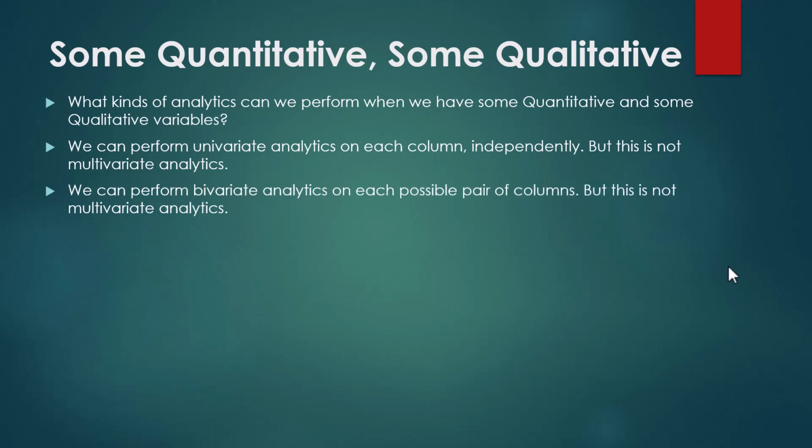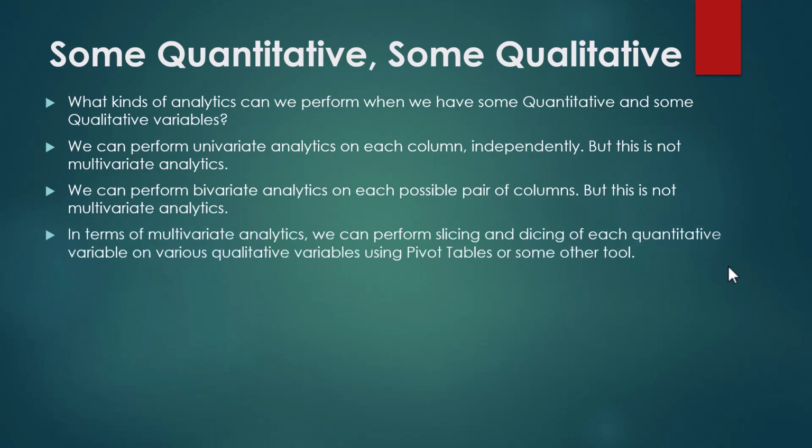We can perform bivariate analytics on each possible pair of columns. So if the pair of columns is both quantitative, we know how to do bivariate analytics for that. If it's both qualitative, we know how to do bivariate analytics for that. If it's one quantitative, one qualitative, we know how to do bivariate analytics for that. But again, this would not be multivariate analytics. It would be bivariate analytics multiple times.